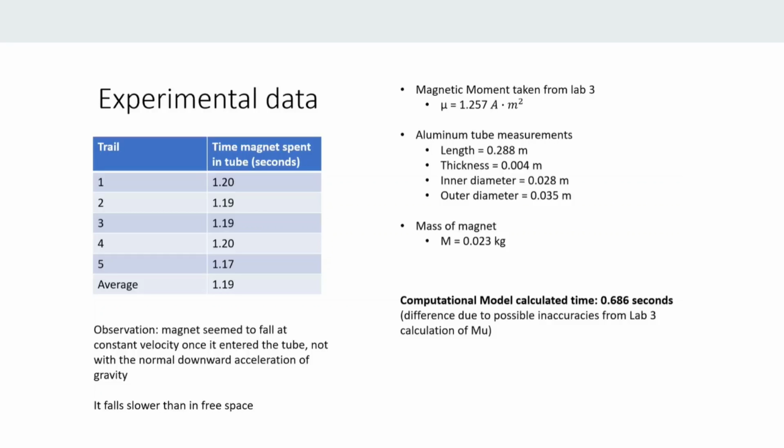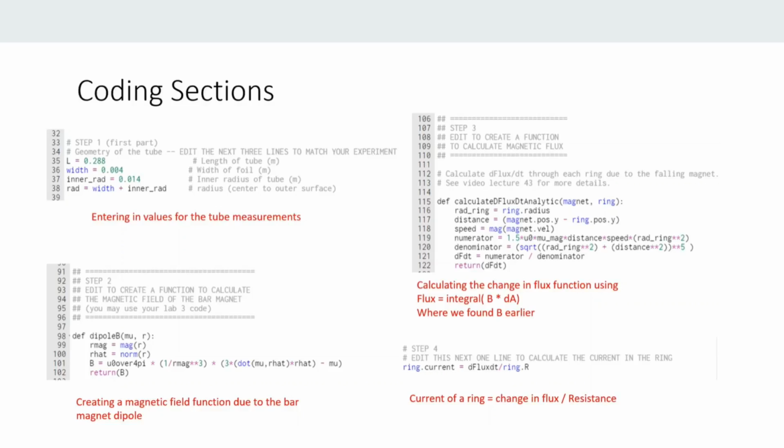So this calculated 0.686 seconds, a difference due to the possible inaccuracies from the Lab 3 calculation of mu, since this is a computational model. Okay, so we go into the coding section.